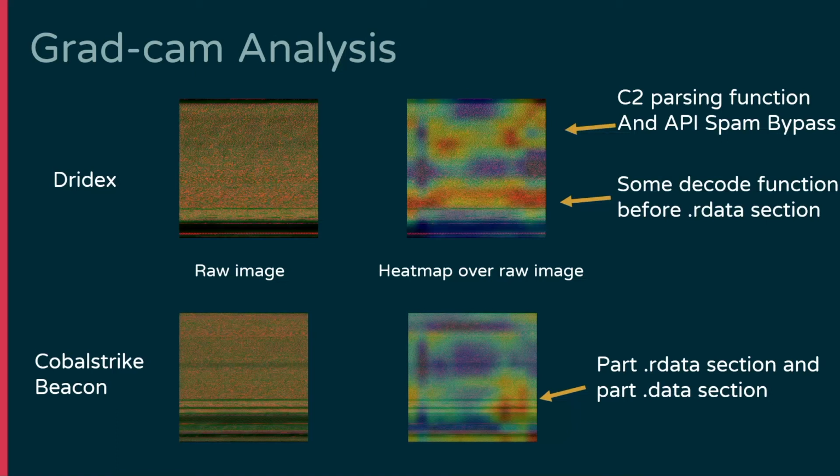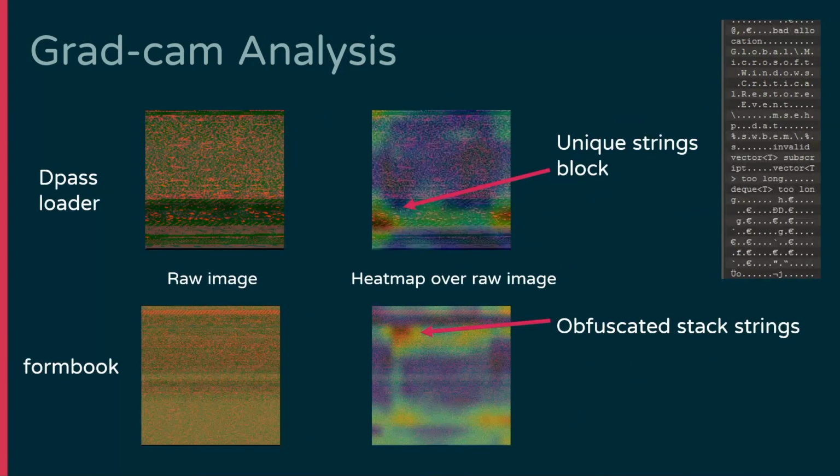In CobaltStrike Beacon, the red area is part of our data section. In the dpass loader, the red areas are some unique string blocks shown on the right. In Phonebook, the red area is some obfuscated stack strings.